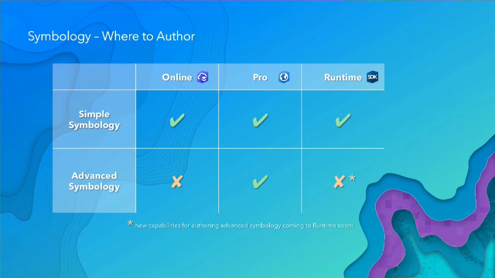Where do you author these? At the moment, you can publish simple symbols with any part of our platform, Online, Pro, Runtime. But for advanced symbols, you have to create them in Pro right now. There's one caveat. In Runtime, we're currently working on an API to programmatically create multi-layer symbols just in code, which is pretty cool. At that point, you could bypass the Pro workflow that Mike just used and just write it up in code. But for the time being, you have to author mobile map packages, feature services, or style files in Pro and consume those in Runtime.